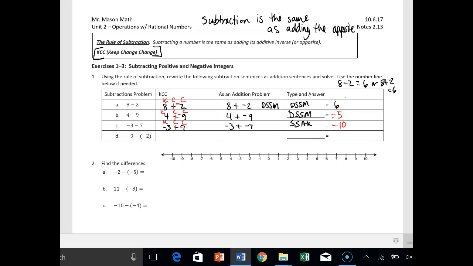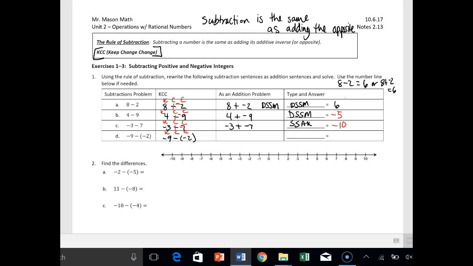All right, let's do one more. So we have negative 9 minus a negative 2. Hence the parentheses to say, hey, this is a minus sign and this is the negative sign, right? So again, follow the rule of keep. So negative 9 stays the same. I don't put a plus sign in front of negative 9. I do nothing to the first number.